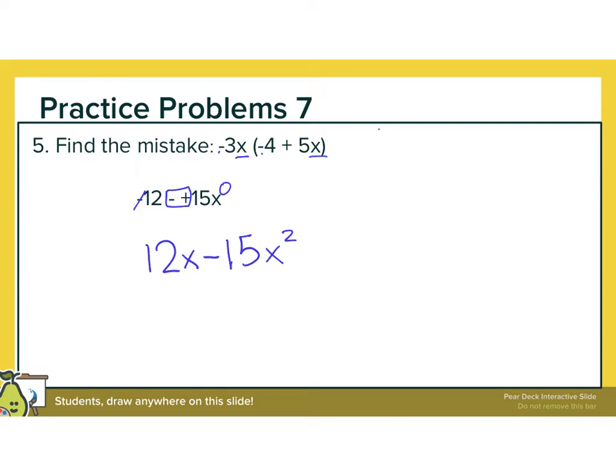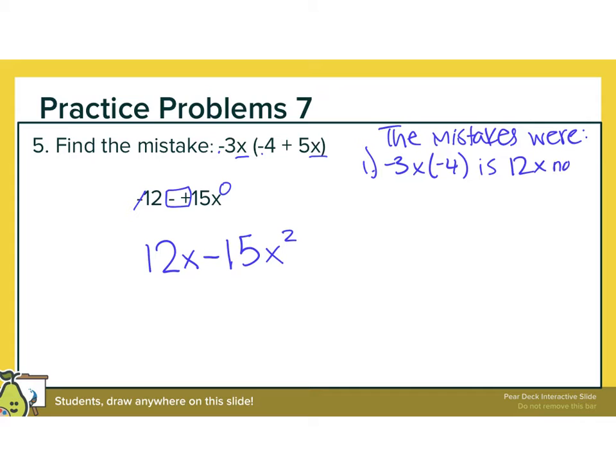So the mistakes were, don't forget to type out your answer. The mistakes were, I'm just going to list mine. So colon, number 1, negative 3x times negative 4 is 12x, not negative 12. That's the first mistake.